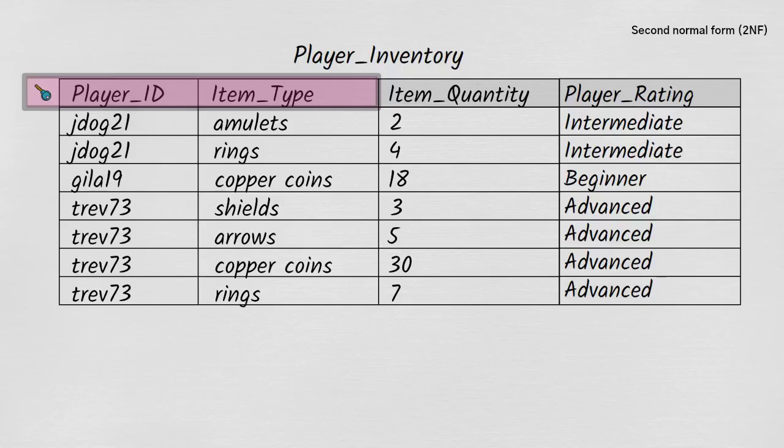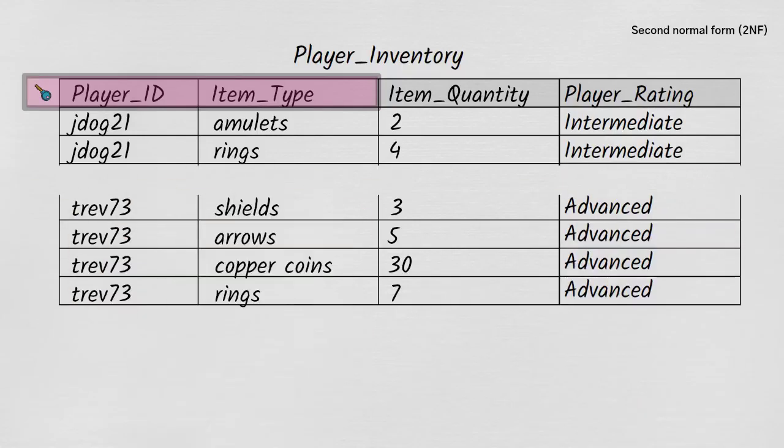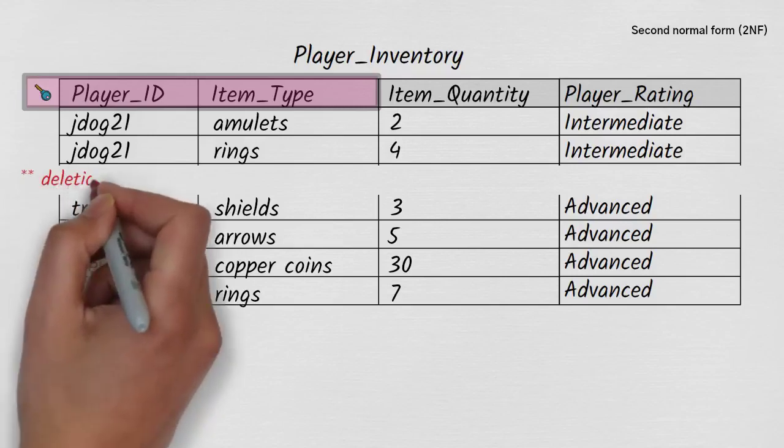Why not? Well, suppose player Gila19 loses all her copper coins, leaving her with nothing in her inventory. The single entry that she did have in the player inventory table is now gone. If we try to query the database to find out what Gila19's player rating is, we're out of luck. We can no longer access Gila19's player rating because the database no longer knows it. This problem is known as a deletion anomaly.